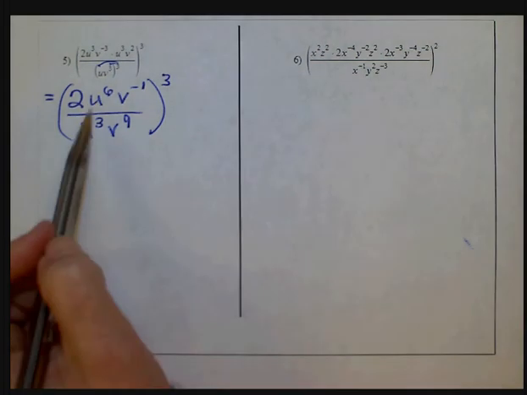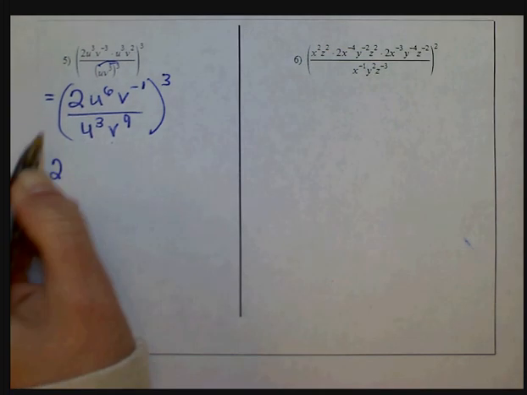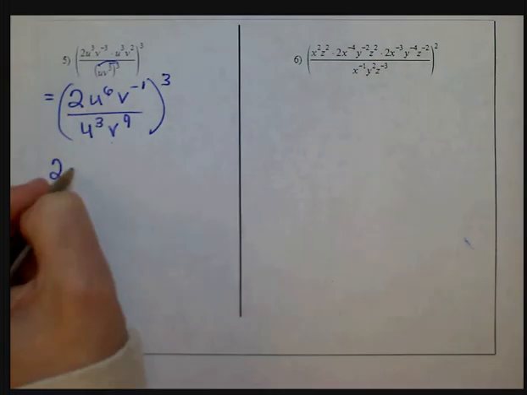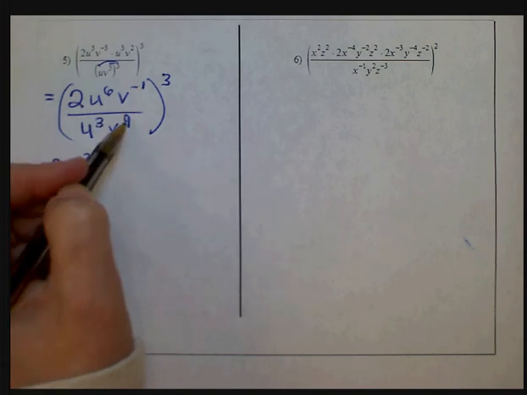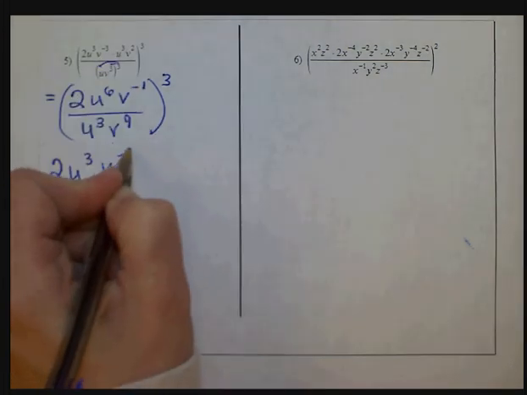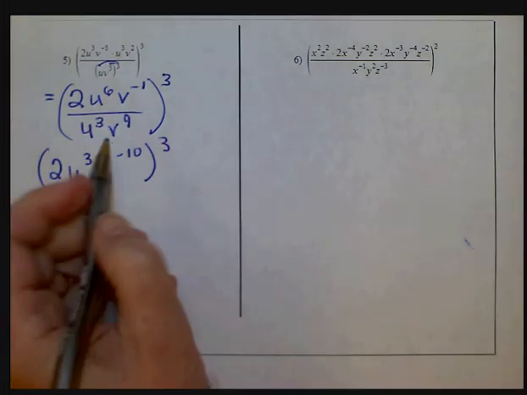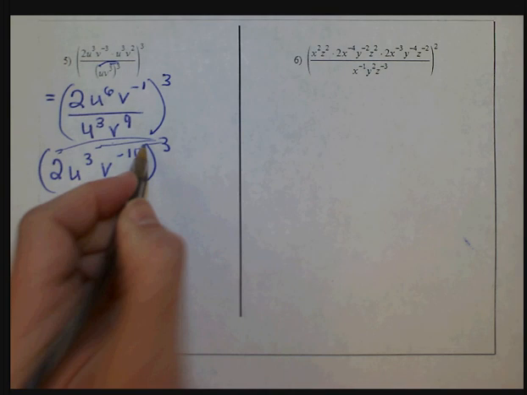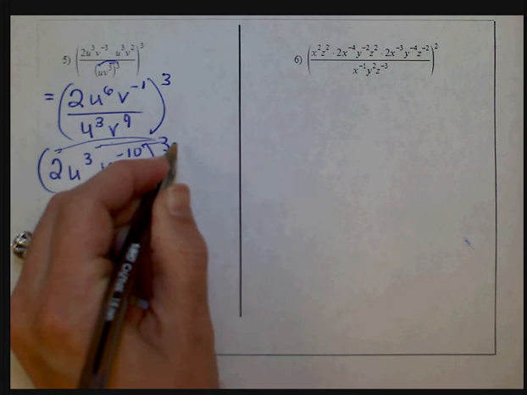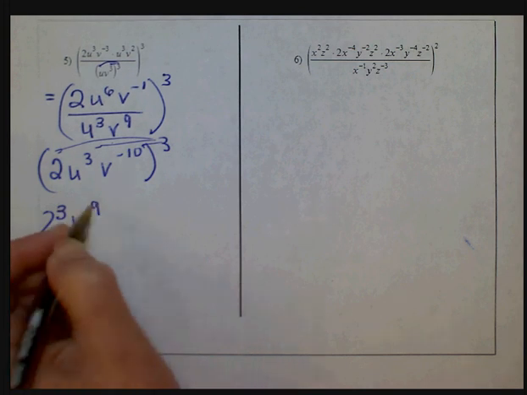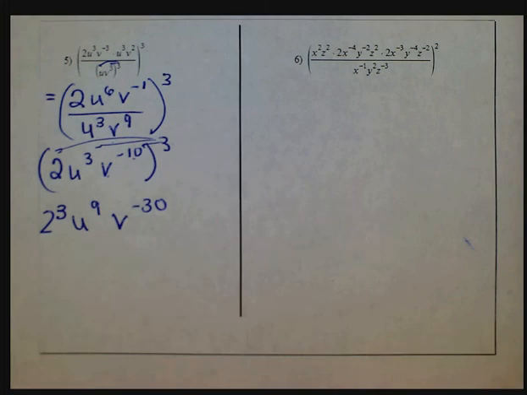Now I have like bases being divided, so I'm going to subtract those exponents. So I have 2, 6 minus 3 gives me u to the third, and negative 1 minus 9 gives me v to the negative 10, all raised to the third power. Now I got to hand this third power out to everything inside the parentheses. So I got 2 to the third, u to the 3 times 3, which gives me u to the 9th, v to the negative 10 times 3, which gives me v to the negative 30th.